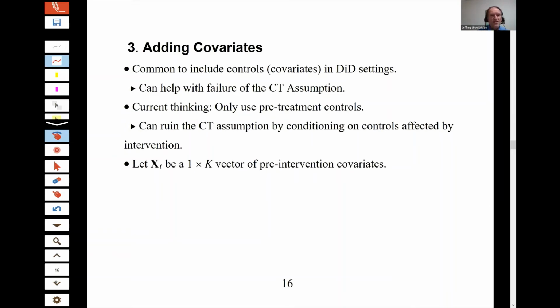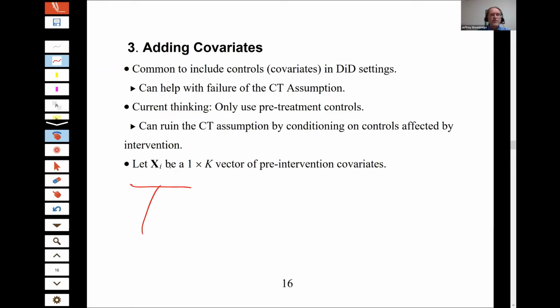Okay, so now what is the role of covariates in these difference in differences? Well, I'm going to focus on the case which has received the most attention lately. There's some movement away from this, but this is the case where we have covariates, control variables, that are determined prior to the intervention. So in other words, these are good controls in that they can't be affected by the intervention because they're already determined prior to the intervention.